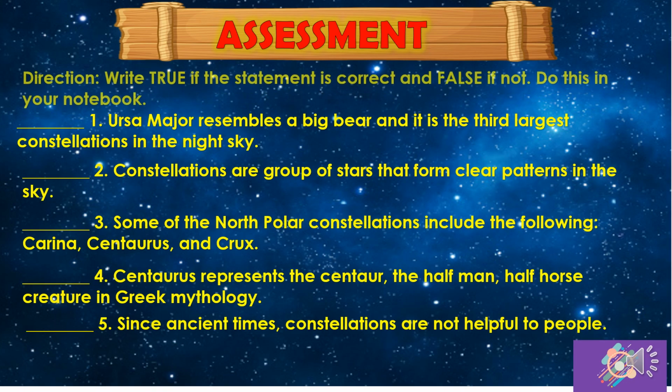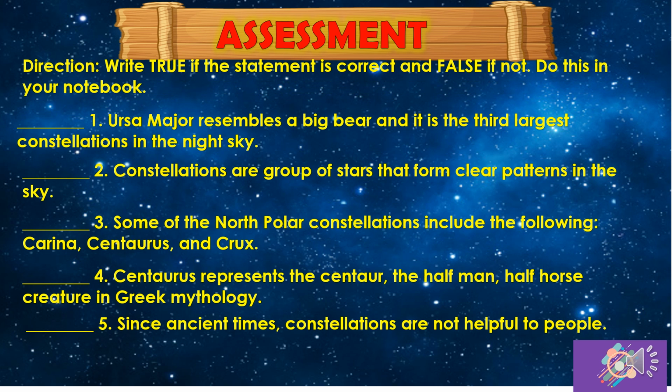For the assessment, direction: write true if the statement is correct and false if not. Do this in your notebook. For number 1, Ursa Major resembles a big bear and it is the third largest constellation in the night sky. Number 2, constellations are a group of stars that form clear patterns in the sky.